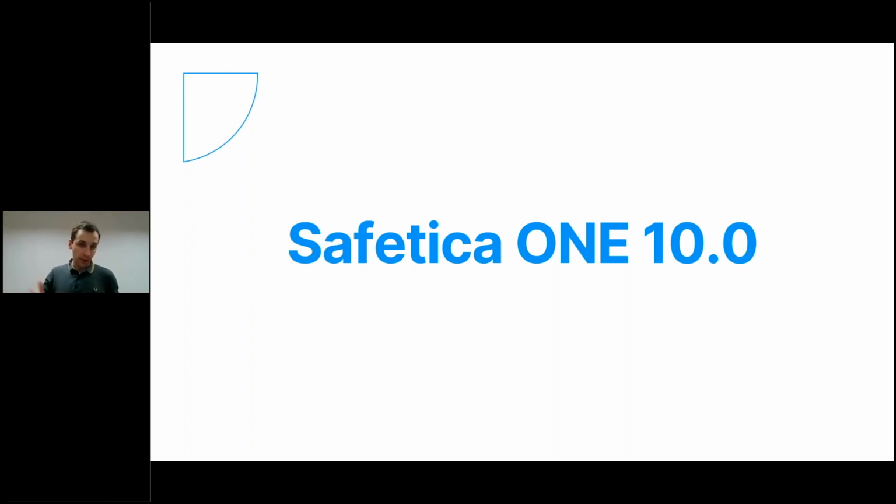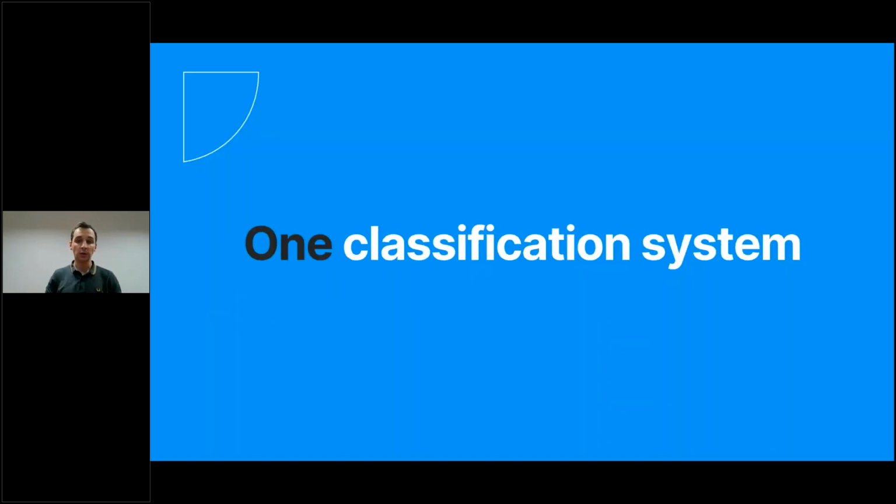Without further ado, let's jump into the first topic, which is one classification system. You know that Safetica at heart needs a classification to understand what is sensitive, and then it takes measures to protect sensitive information.